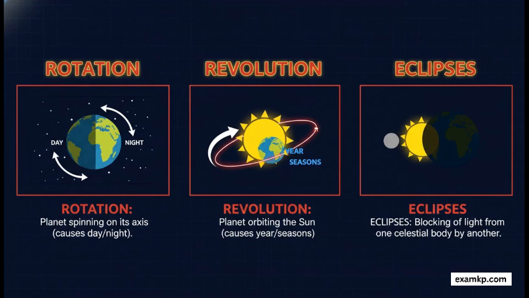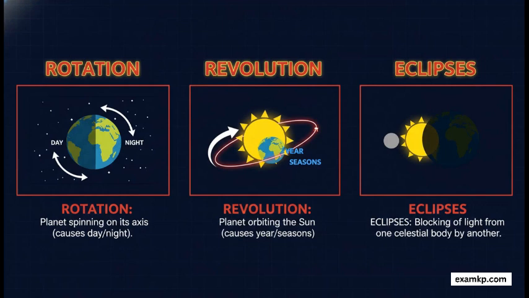Rotation is spinning on its axis, kind of like a top spinning on the floor. For Earth, one rotation takes 24 hours, and that's what gives us day and night. Now, revolution is the planet's journey or orbit around the sun. Earth's revolution takes about 365 days, and that's what gives us our year. And listen, it's this journey combined with the Earth's 23.5-degree tilt that causes the seasons.